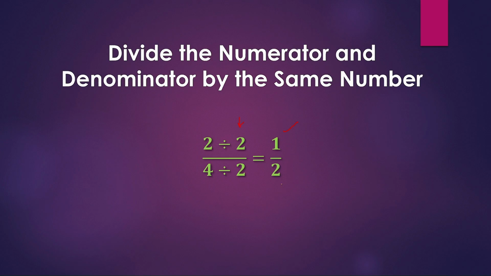A fraction is in its lowest form when the numerator and denominator have no common factor except 1. So here we can see that 1 by 2 is the lowest form of the fraction because it cannot be further divided by any other number except 1. Now, let's practice a few questions on equivalent fractions.